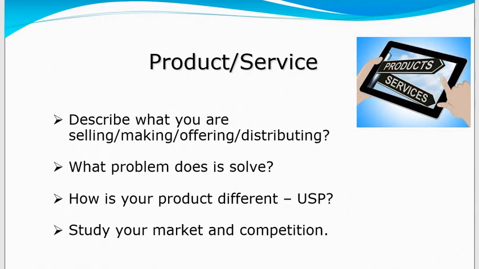Some people are offering a product or service which is cheaper. Some people are offering a premium product or service. Some people are offering a unique product or service. Then there is a handmade product or service, and all other different forms of differentiation that you could make with your product or service. As I already mentioned, study your market and competition.